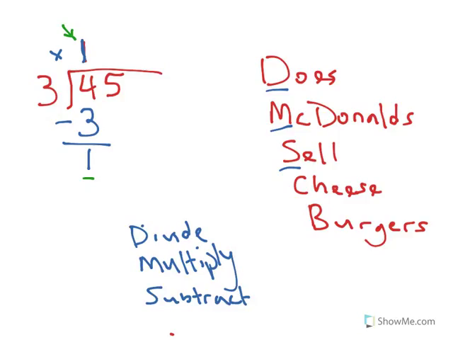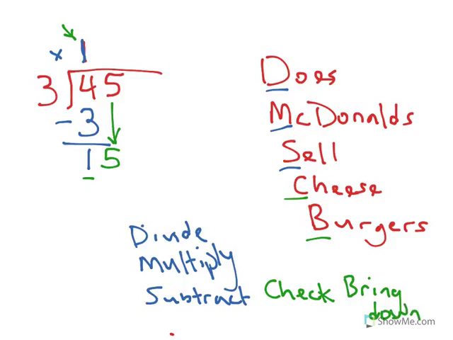So now I'm going to go ahead and check. That's the check part of the answer. That's what I was doing there. So checking the answer by seeing if the 1 is less than the 3. So that's the C part. And then the last part is this bring down. Bring down the 5. So that's the burgers part.